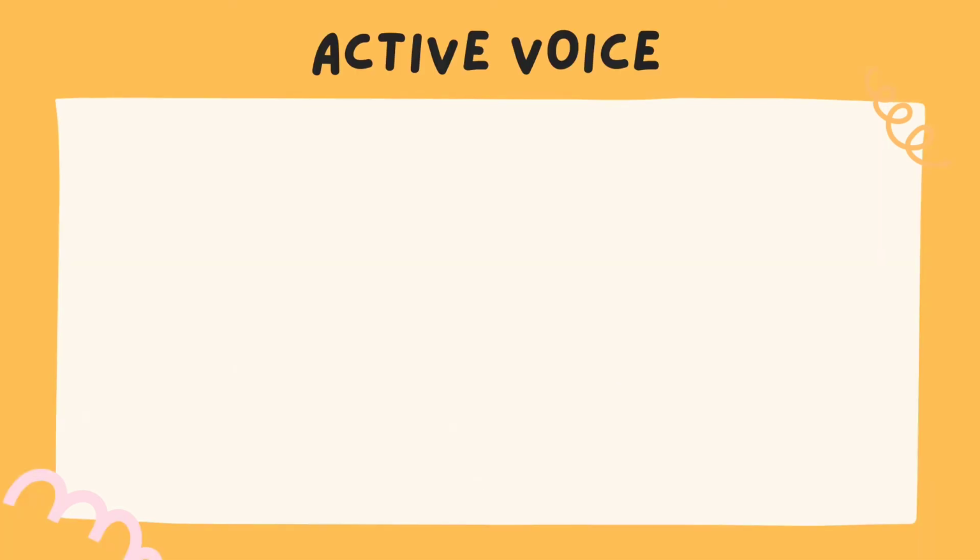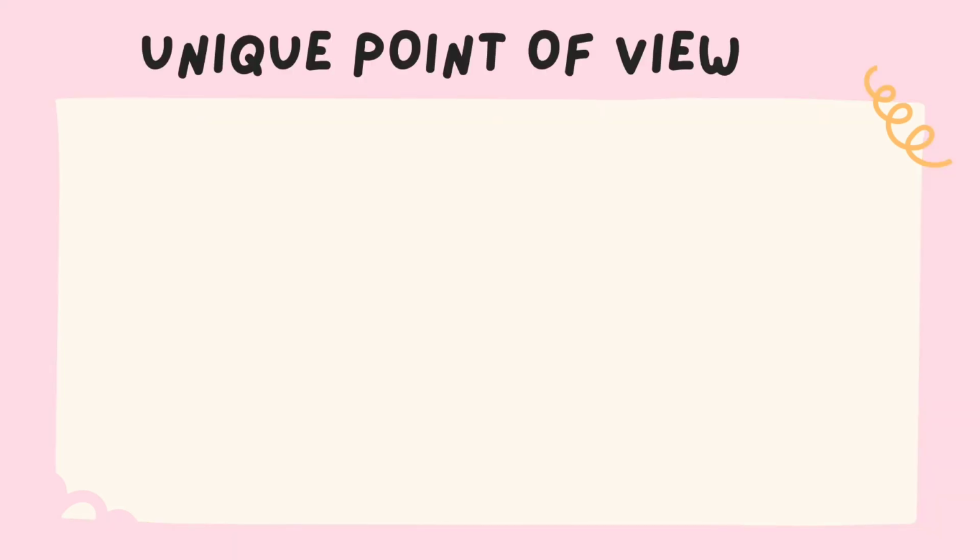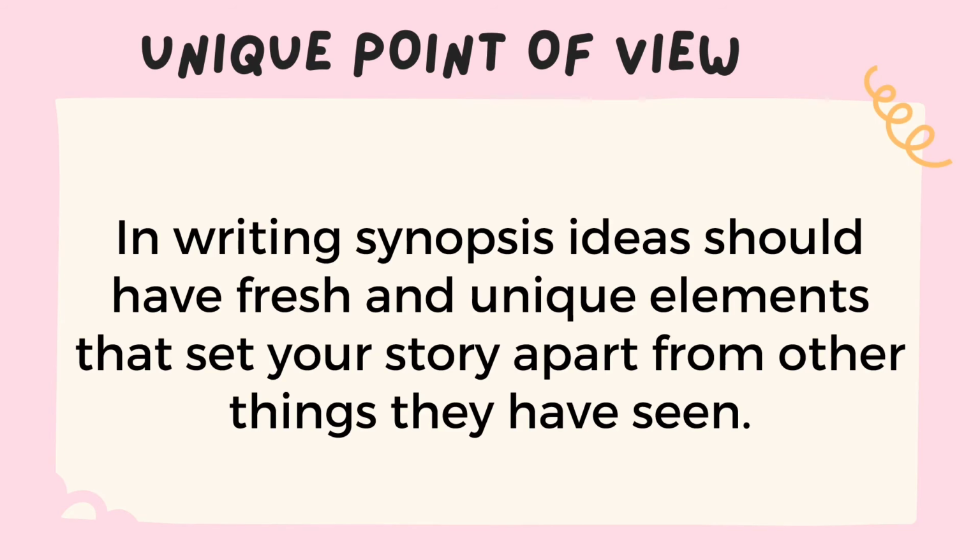The next one is active voice. In writing the synopsis, use active voice and third person. Good writing skill is needed. The next one is unique point of view. In writing a synopsis, ideas should have fresh and unique elements that set your story apart from other things they have seen.